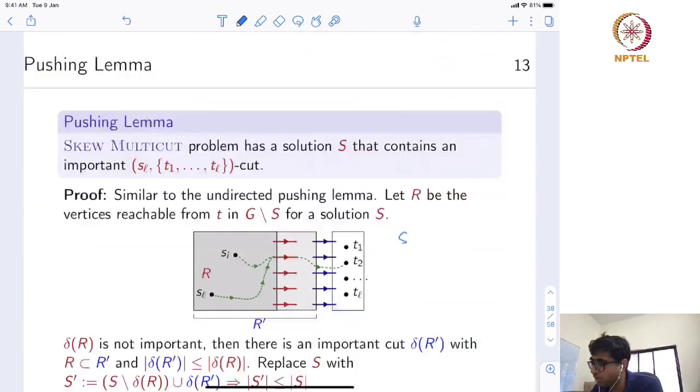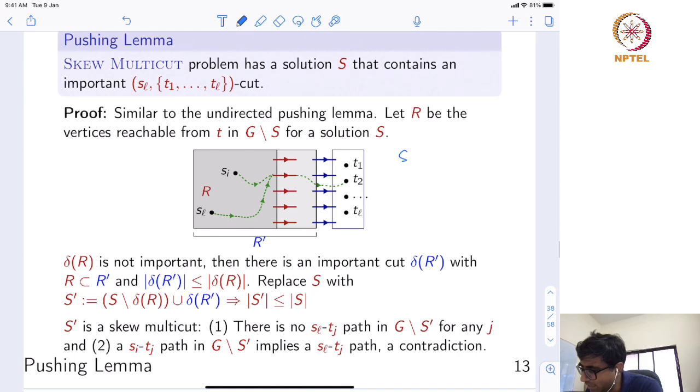So what have you been able to achieve? You get an SI to TJ path, which implies an SL to TJ path. But you know that in G minus S prime, there is no SL to TJ path. And this is where we use the fact that SL is the largest integer, because SL needs to disconnect itself from each of the TI. So the existence of any SI to TJ path implies an SL to TL path, which my S prime takes care of, and hence S prime is a solution. So this is how you can show that.